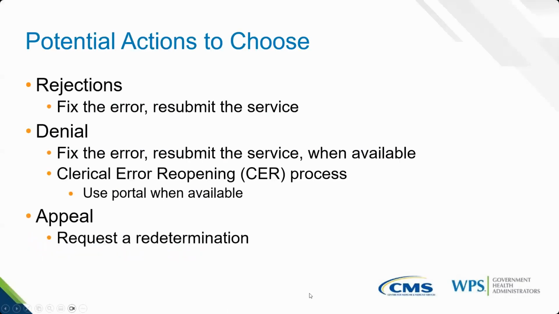In addition to those 4 states, there are states nationwide who have selected WPS for their Part A claims. So that is also included in the Jurisdiction 5 contract. Jurisdiction 8 includes Parts A and B for Indiana and Michigan. Now, after reviewing the remittance advice, a provider is going to need to choose the action to take. For an unprocessable or rejected claim, you'll need to fix the error and resubmit the claim.